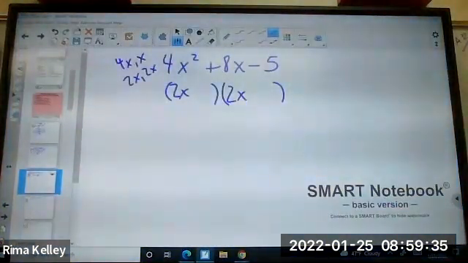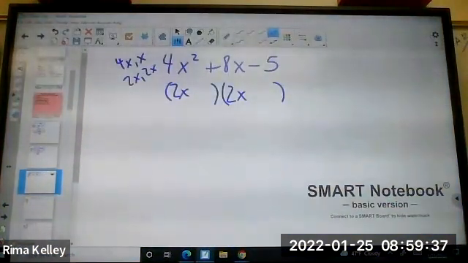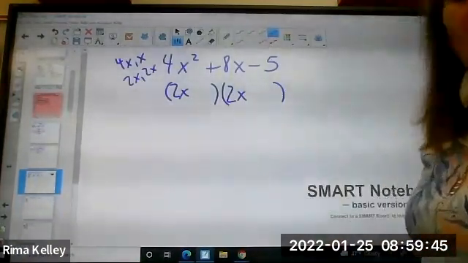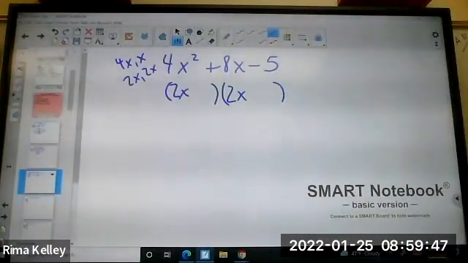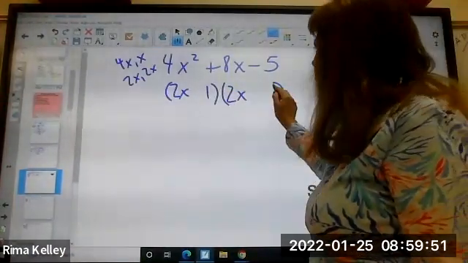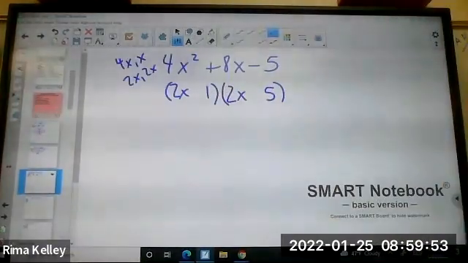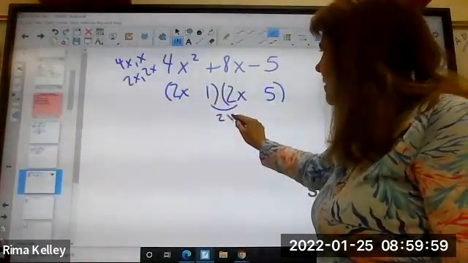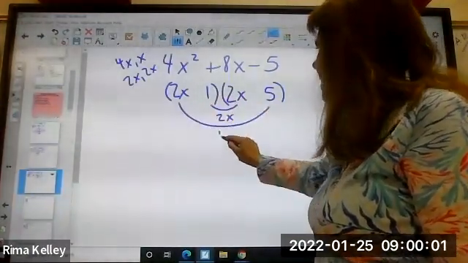We knew we wanted to try the 2x and 2x first because the middle is even, so we try evens first, if there are any. Now, these two are the same, so order doesn't matter. What times what is 5? Well, 1 and 5, and 5 and 1, but order doesn't matter because they're both 2x's. So we check it. 1 times 2x is 2x, and 2x times 5 is 10x.